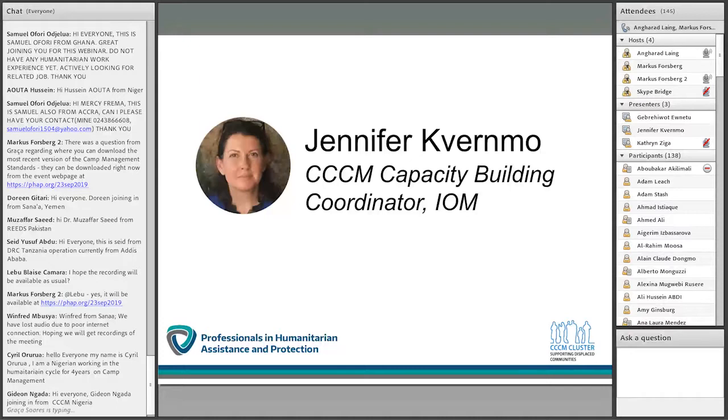The objective would be to not only finish our own camp management minimum standards, but then to harmonize those and translate them into other languages and put them into our capacity building materials as well.